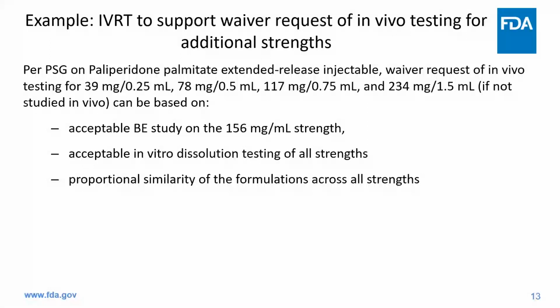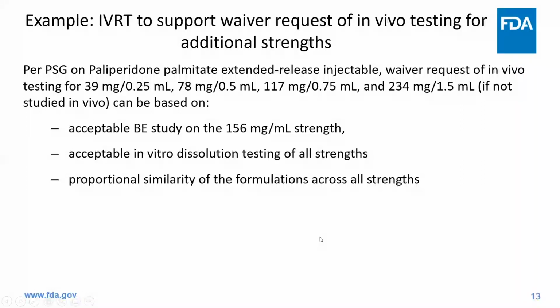This is a long-acting injectable product for antipsychotic use. This product is available as 5 strengths, and the PSG recommends that if you use the 156 milligram strength for the bioequivalence studies, for other strengths, you can apply a waiver request of in vivo testing based on acceptable bioequivalence studies on the 156 milligram strength, acceptable in vitro dissolution testing of all strengths, and proportional similarity of the formulation across all strengths.